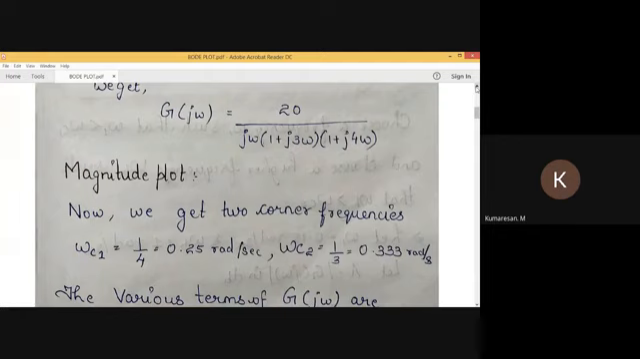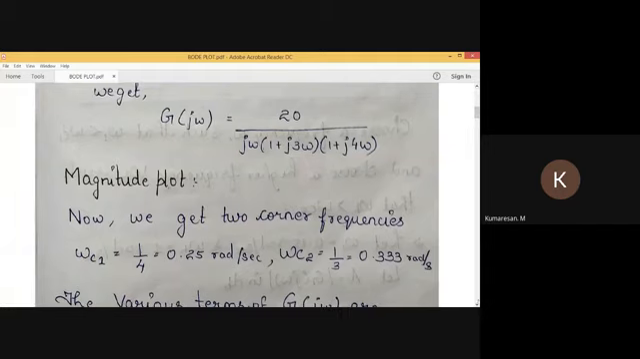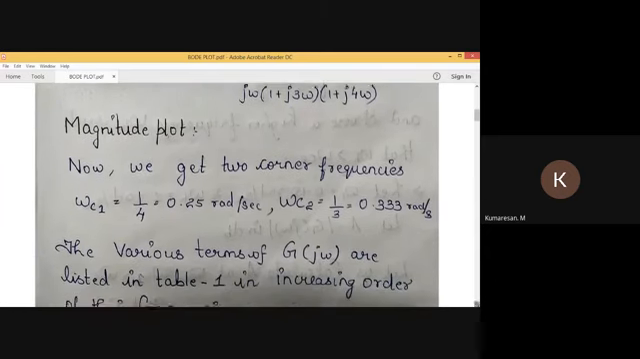Now, from the given transfer function, we got two corner frequencies. Of these two corner frequencies, we have to decide which one is lower and which one is higher. We know that 0.25 is the first frequency, which is lower, and 0.33 is the second frequency, which is higher.